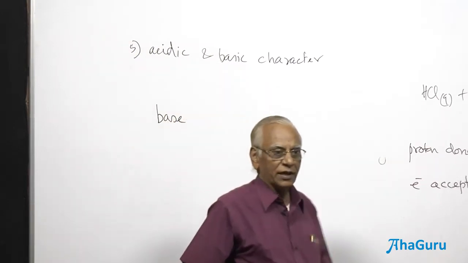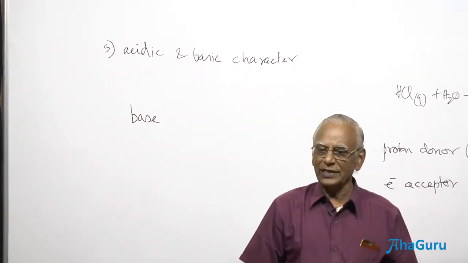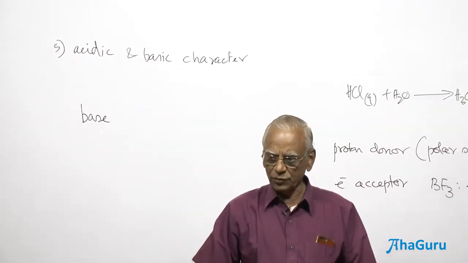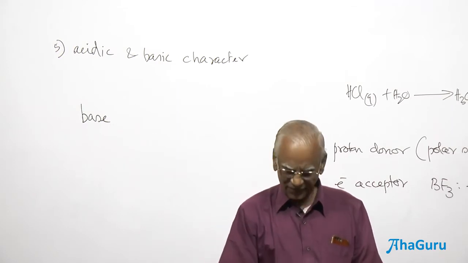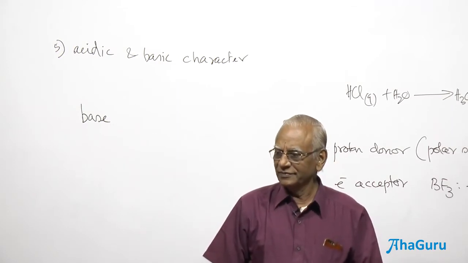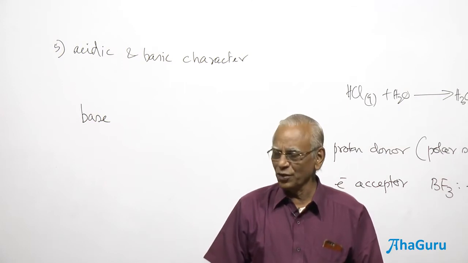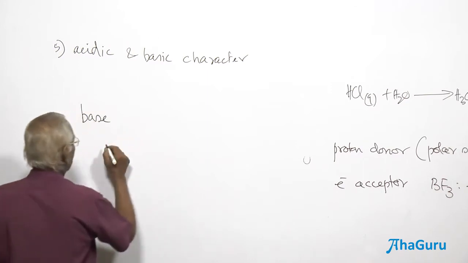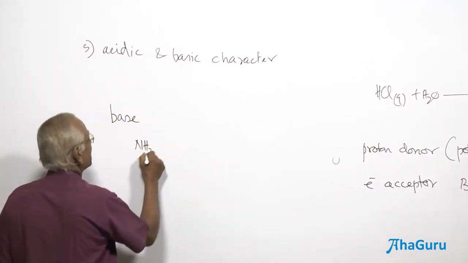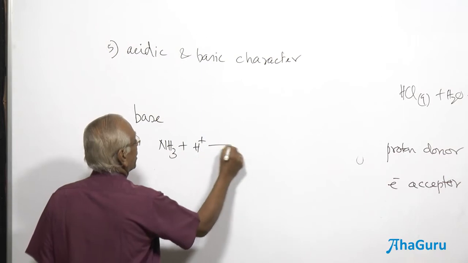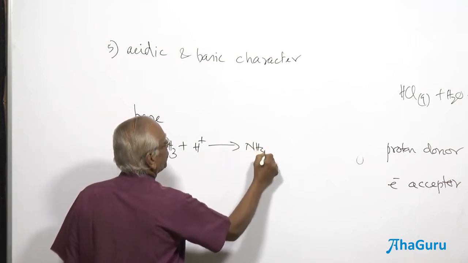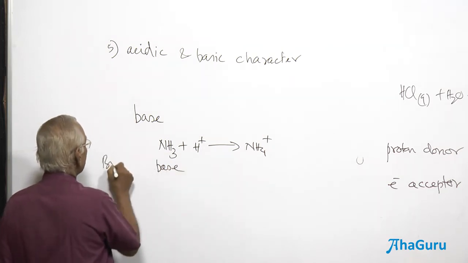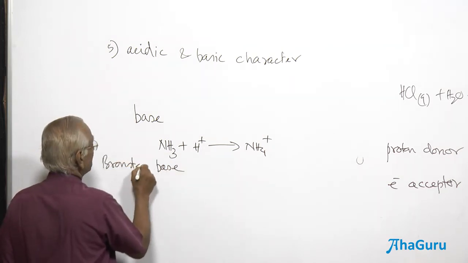Arrhenius bases are those which supply the OH minus ion when treated with water. The compound which produces OH minus ion on treatment with water. Second, Bronsted and Lowry bases are proton acceptors, those substances which accept a proton. For example, NH3 is considered as a base because it accepts a proton to form ammonium ion, NH4 plus. Therefore, it is considered as a Bronsted base.